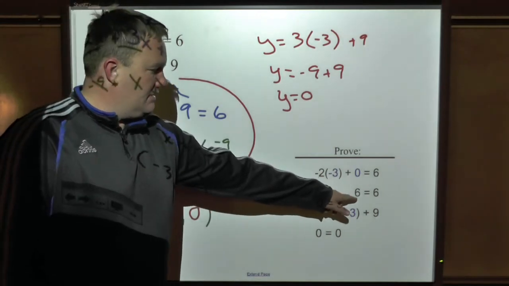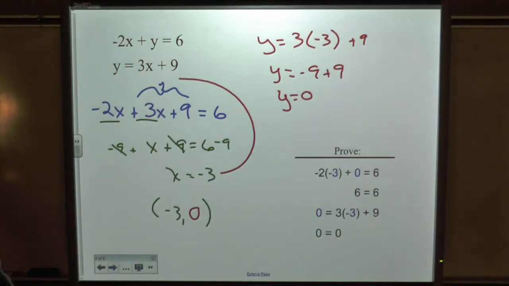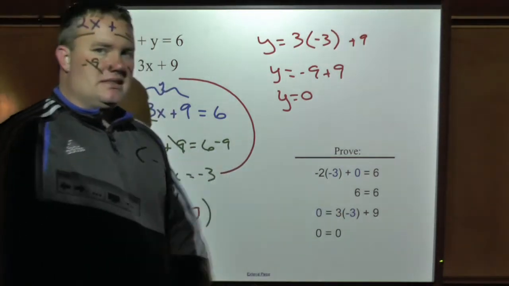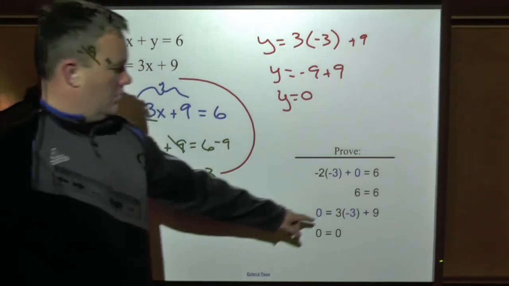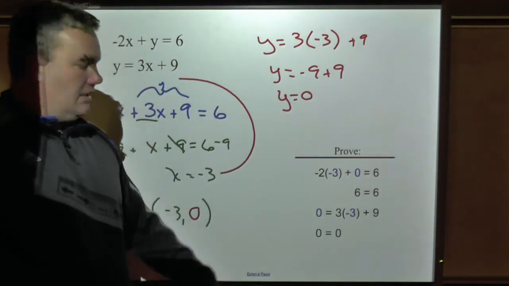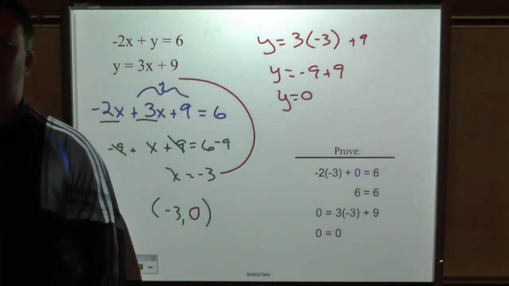Negative 2 times negative 3 is 6. 6 plus 0 is 6. Well, is 6 equal to 6? Yes, that's a true statement. As long as you get a true statement, it's true. But it also has to be true in the second equation. 3 times negative 3 is negative 9. Negative 9 plus 9 is 0. Well, is 0 equal to 0? Yes, that is a true statement.